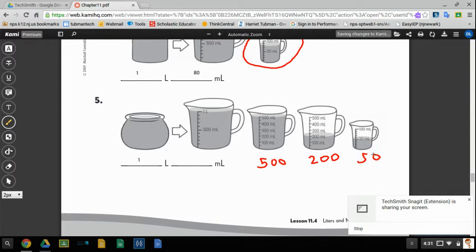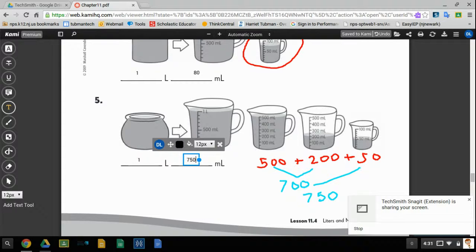So all I have to do is put it together. And when I put something together, I know I'm adding. So when I add it together, 500 and 200, that's going to give me 700. And 700 plus another 50, that's going to give me 750. So I have 750 milliliters. So it's 1 liter and 750 milliliters.